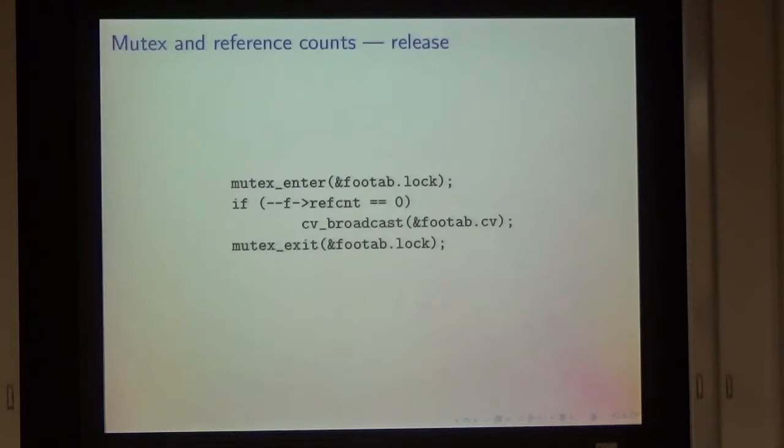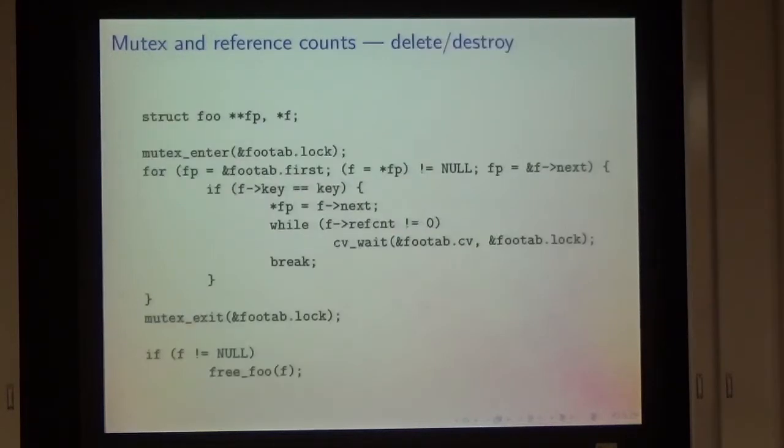Someone is trying to destroy the foo. So to destroy, we again do a lookup, delete the foo from the list, and then wait for the reference count to go to zero. Any thread that has already acquired a reference, we wait for it to finish and release it before we finally free the memory for the foo.